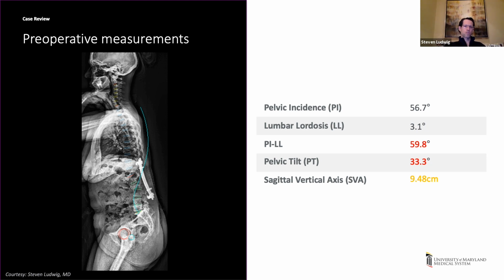She's a good host. So let's look a little bit at the parameters, just so we could all be on the same playing field. When you measure her out, you look at her pelvic incidence, about 56 degrees, right? Her lumbar lordosis is only 3 degrees, and her PI-LL mismatch is fairly significant, right? You've got a 60-degree mismatch. You can see she has a significant retroversion of her pelvis, right? She's tilting her pelvis back to compensate, 33 degrees, and her SVA is almost 10 centimeters.